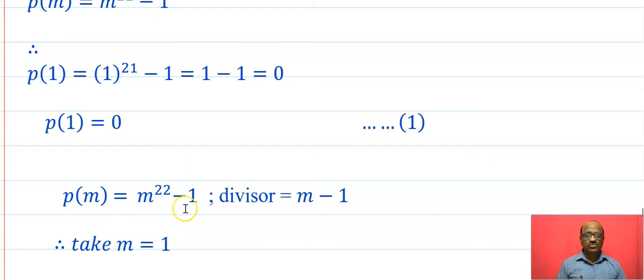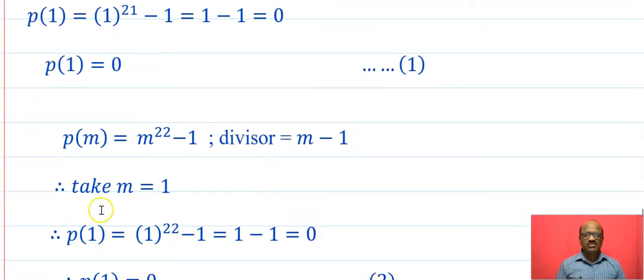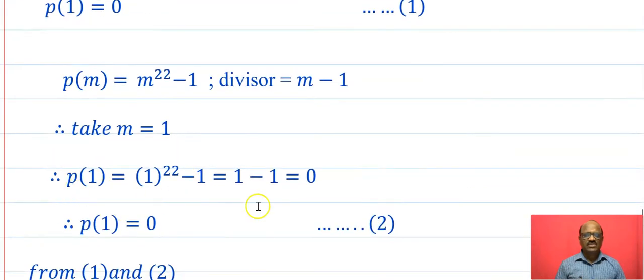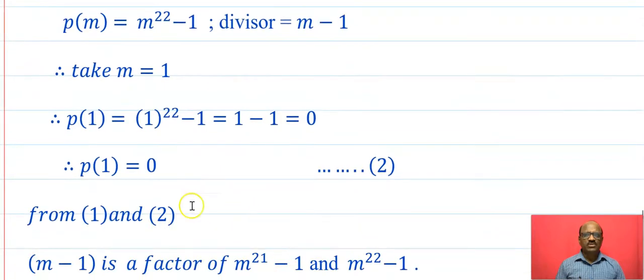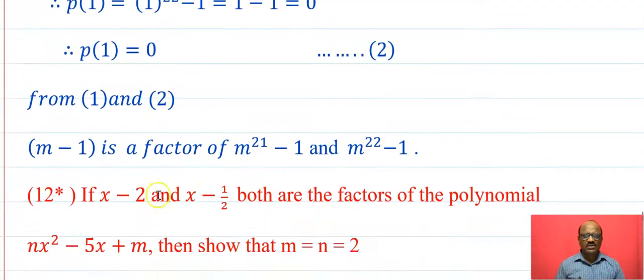For the second, m raised to 22 minus 1. Divisor is m minus 1. Again take m is equal to 1. Substitute. You will get again 0. And from 1 and 2, both times you are getting the value 0. Therefore, m minus 1 is a factor of m raised to 21 minus 1 and m raised to 22 minus 1.